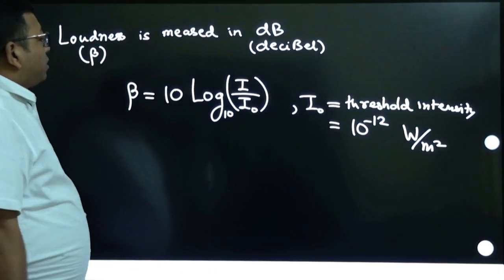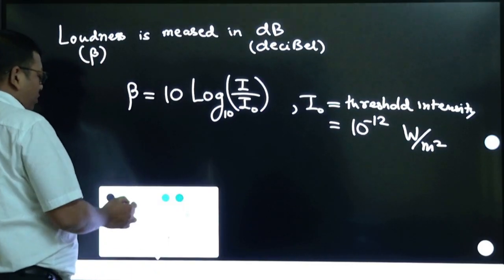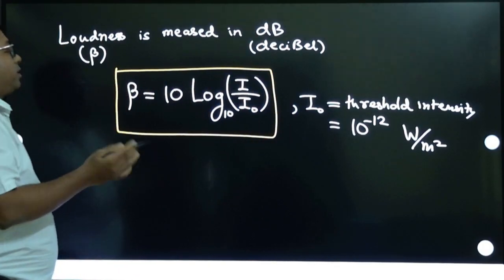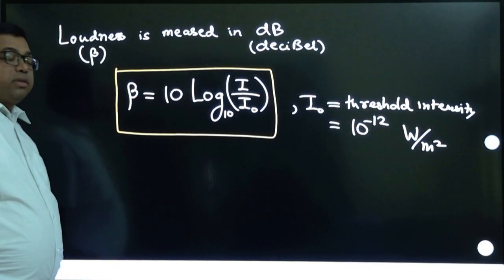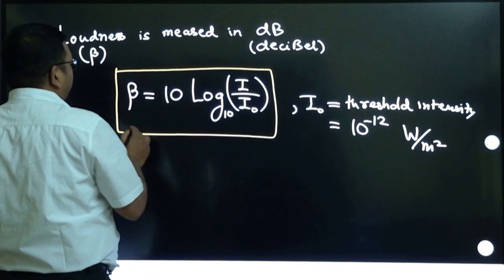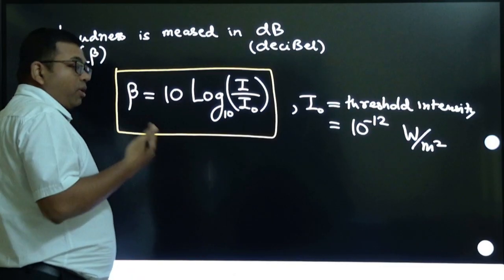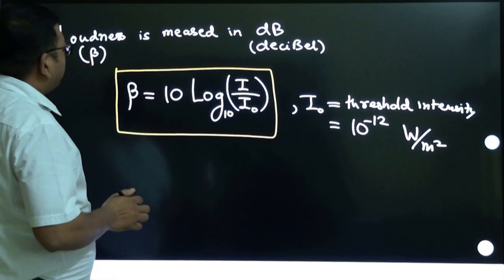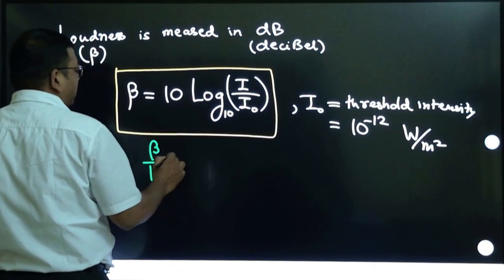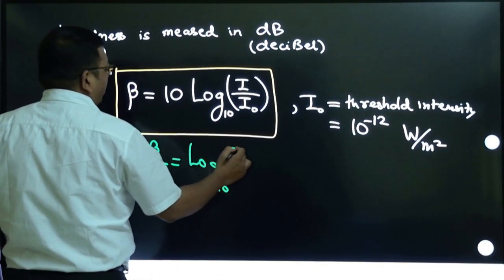So this is the formula which we have to use. Beta is the loudness, and it is calculated from this. Now sometimes you can use a value in terms of intensity. You know what log is, right? If I bring the 10 to this side, beta by 10 will become log base 10 of I by I naught.